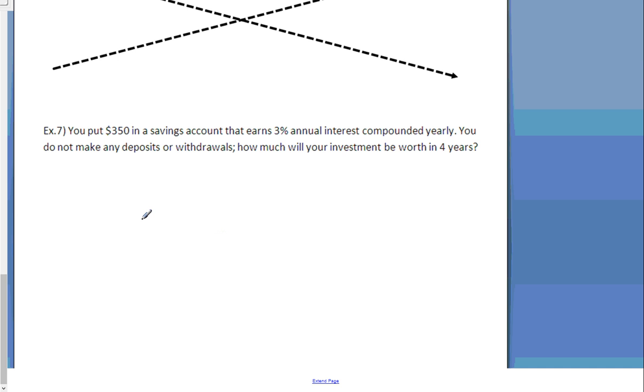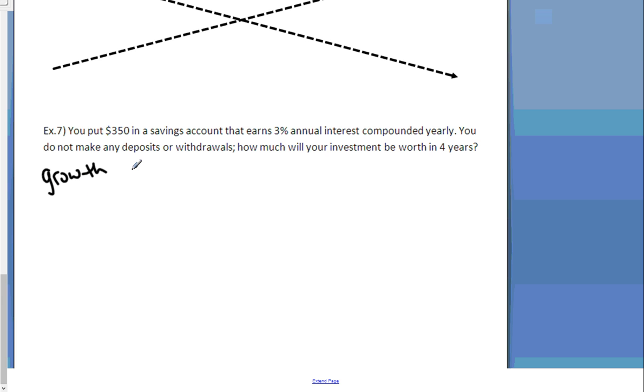If you were in my class when I taught this lesson, you would have seen that I spent a ton of time talking about compounded yearly. Let me read it to you first. You put $350 in a savings account that earns 3% annual interest compounded yearly. You do not make any deposits or withdrawals. How much will your investment be worth in 4 years? So this is a pretty cut and dry one. It's getting bigger, so it's growth.